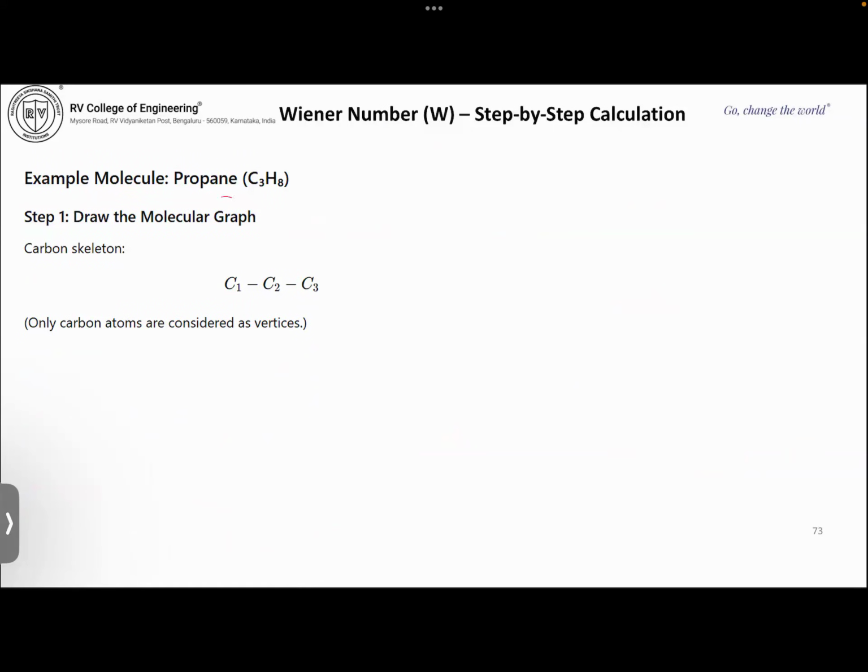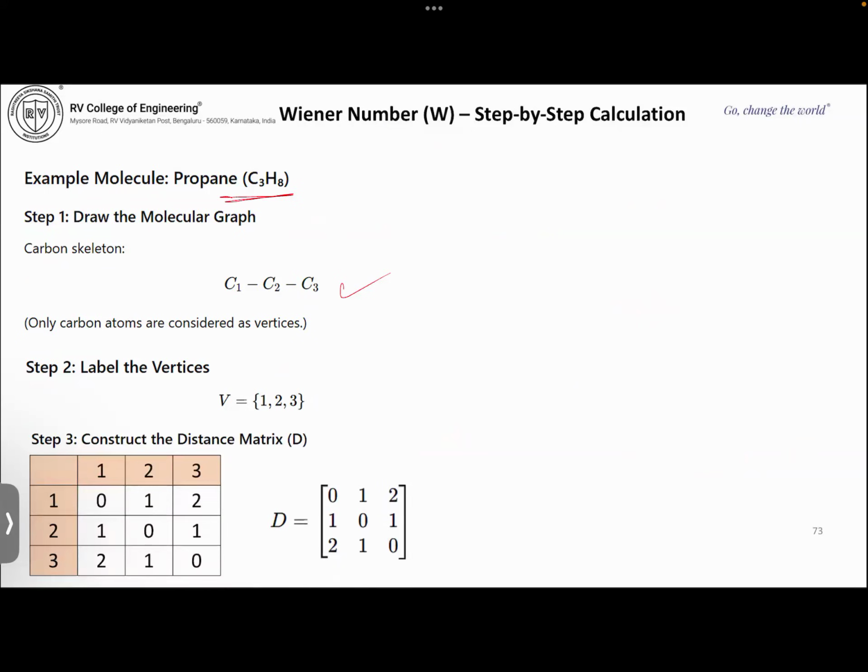Let me take a simple example, propane. First I should write the molecular graph, the carbon skeleton C1, C2, C3, and we consider only carbon atoms, right? Label the vertices as 1, 2, 3. Then construct the distance matrix. For the Wiener number, you should always construct the distance matrix. This is the distance matrix with vertices V1, V2, and V3 on both axes.